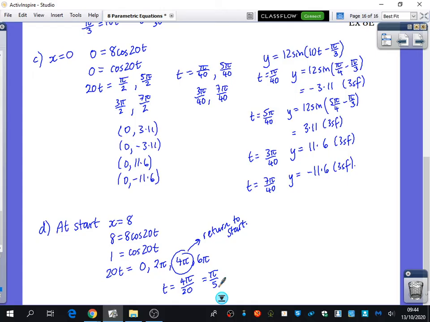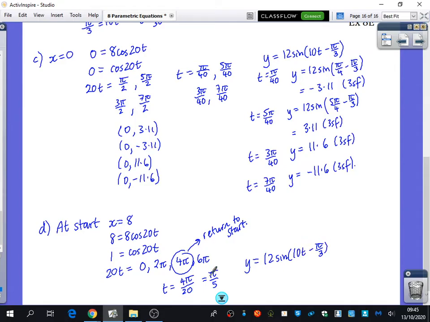How can I confirm whether it has gone back to the starting point when t is pi over 5? What do you think I could find out that might help me decide that? The y coordinate, and y needs to be minus 6 root 3. So what is y equal to? Is it 12 sine of 10t minus pi over 3?